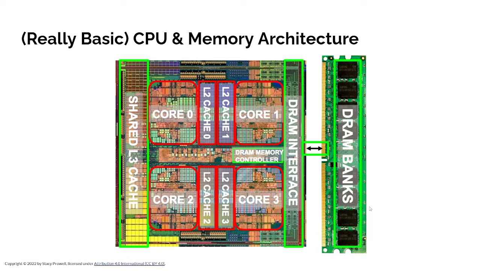Here's a little image of one of these chips. In this case, there's 4 processors. You can see the L2 caches. You can see the DRAM interface over here on the side. You see the actual DRAM slice over here, and then you have the L3 cache.